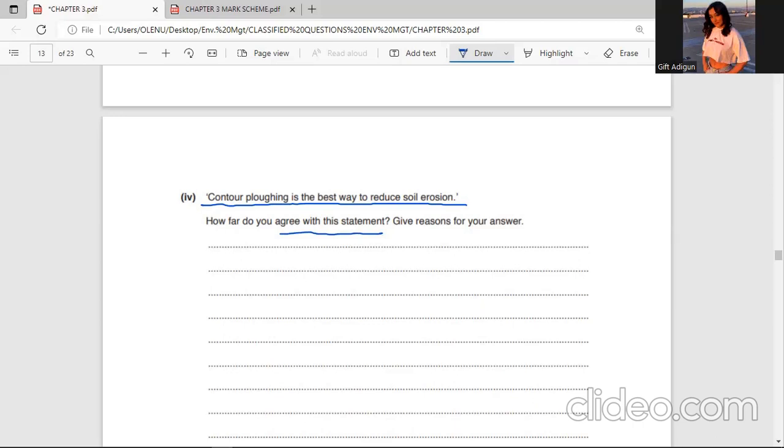When you argue this out, you do not discuss contour plowing alone. You look at the advantages of contour plowing, and you look at the disadvantages of contour plowing, and you discuss other methods that are involved in controlling soil erosion. Then you write your conclusion. You link them back. For this type of question, you should use the PEEL method to answer it, please. P-E: Point. Then you look at the evidence. Then you explain.